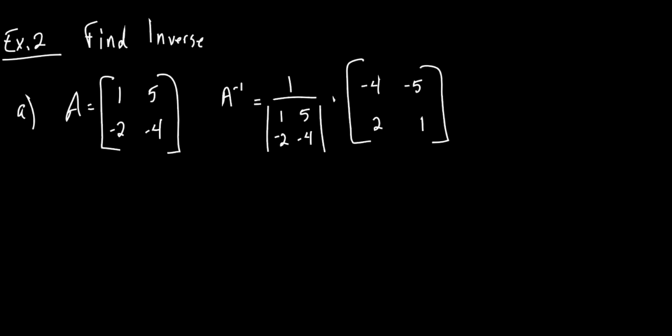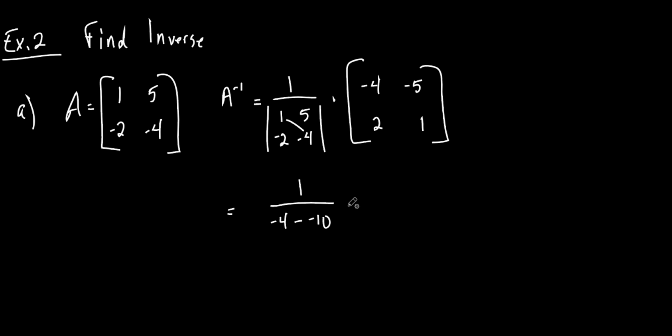And really, the rest of it, you know already how to do. We finished the new stuff. You just have to do the work now. So this is going to be 1 over. Remember how to find the determinant of a 2 by 2? Cross multiply kind of thing. So 1 times -4 is -4. And then we put minus, -2 times 5 is -10. So it's minus -10.